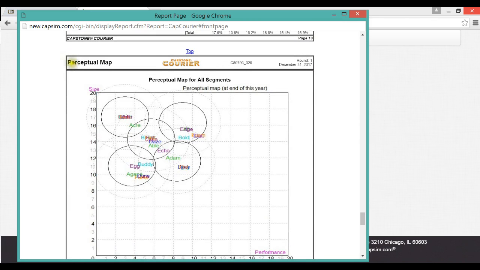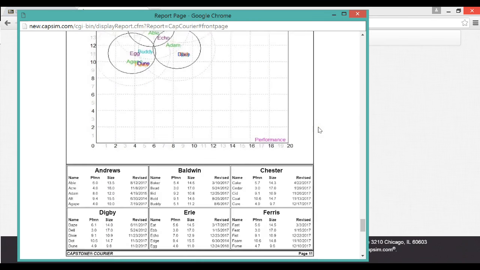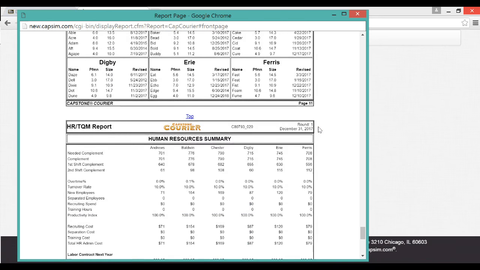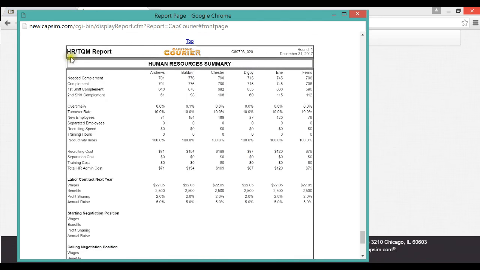So if you go further, you'll find a perceptual map, which I explained in my last video, so I don't want to take up too much time on that now. And then lastly, you'll find an HR report. And this is going to be more important after this round. Right now, all the numbers are fairly similar. But after this round, where we'll be changing the wage, you could see some more variation here.